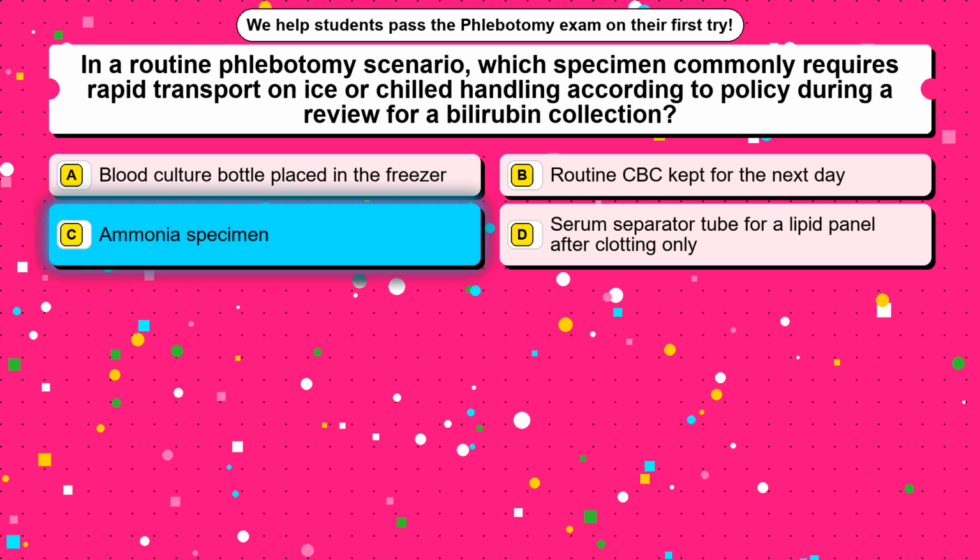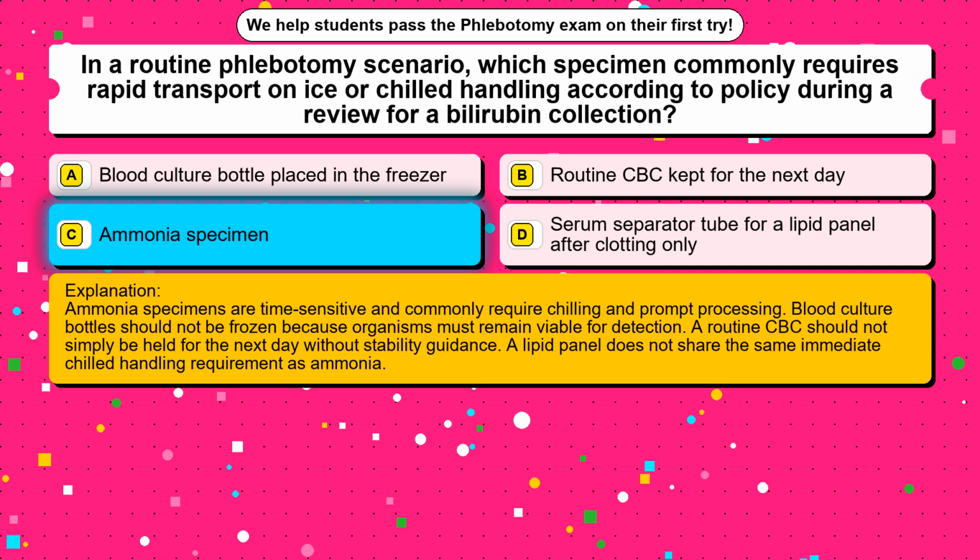The correct answer is option C, ammonia specimen. Ammonia specimens are time-sensitive and commonly require chilling and prompt processing. Blood culture bottles should not be frozen because organisms must remain viable for detection. A routine CBC should not simply be held for the next day without stability guidance. A lipid panel does not share the same immediate chilled handling requirement as ammonia.